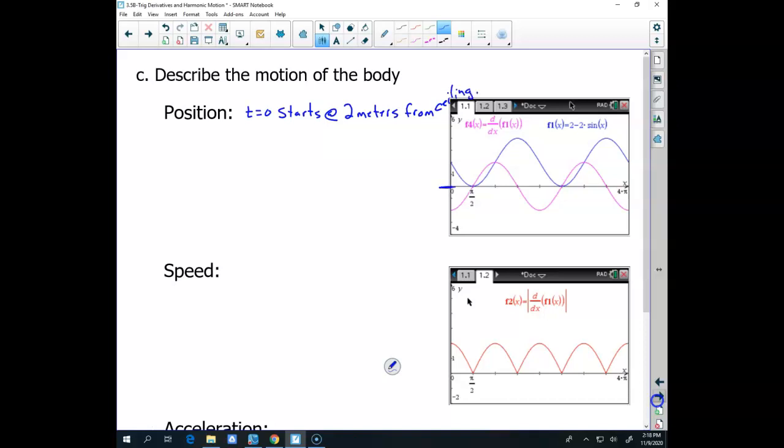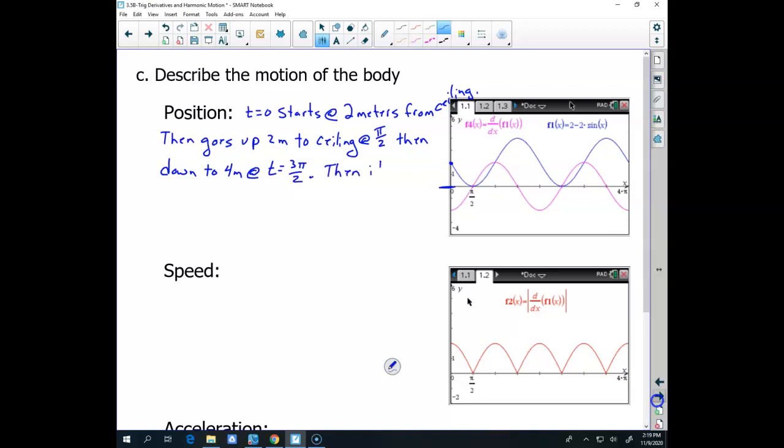Okay, because here's the ceiling. Here's 2 meters away. And then what happens? Then it goes up 2 meters to the ceiling, right? And that's at pi over 2. Then down to 4 meters at t equals 3 pi over 2.